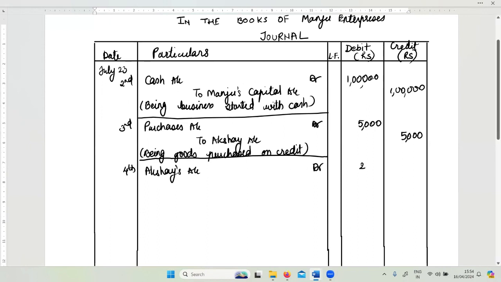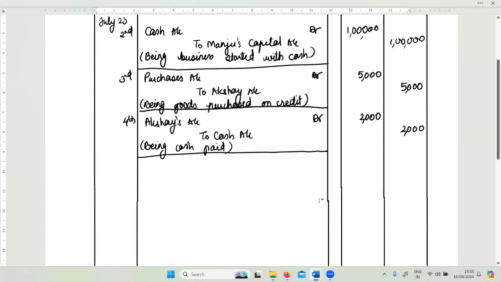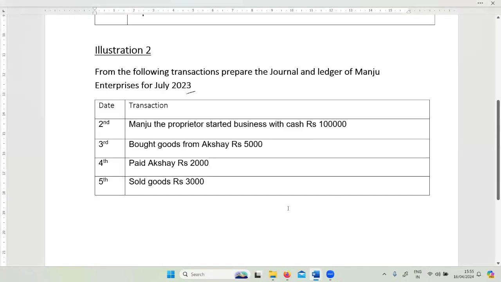How much have we paid? 2,000 to cash account. Since they have not given by bank or anything, we have to assume it is paid in cash. So being cash paid to Akshay. Or being cash paid. Nothing else also is fine. So this is the third transaction that has happened and we have written in the journal.